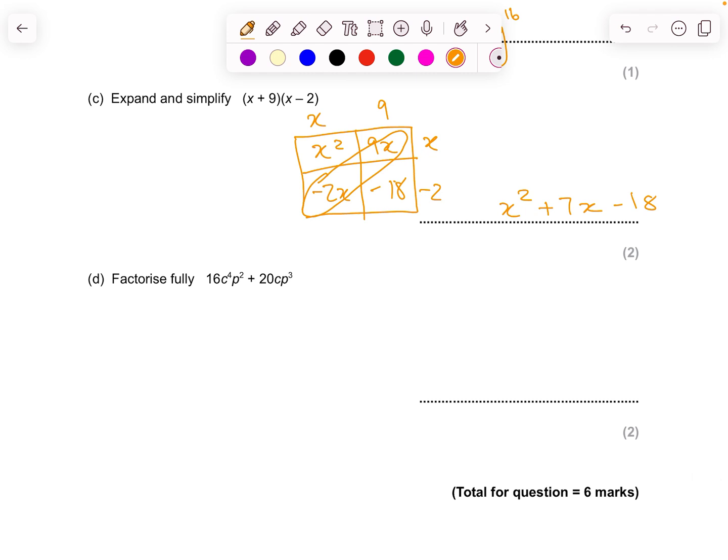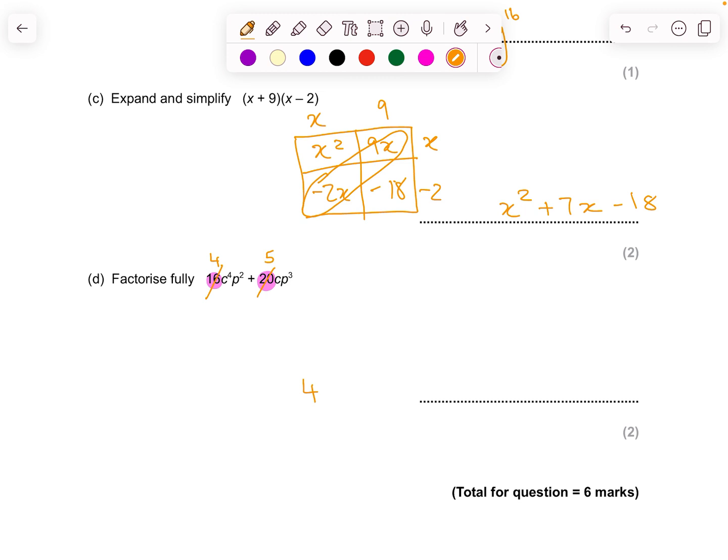So you look for the biggest number that goes into 16 and 20. It is, 4 and 20, 16 and 20. I just revealed the answer. It is 4. So I'm going to take 4 outside the brackets. 4 goes into 16 4 times, goes into 20 5 times.